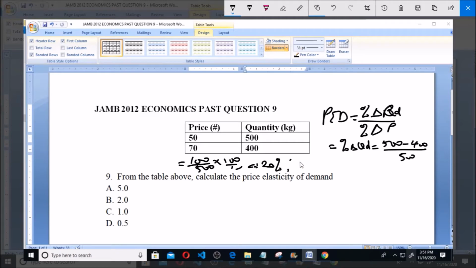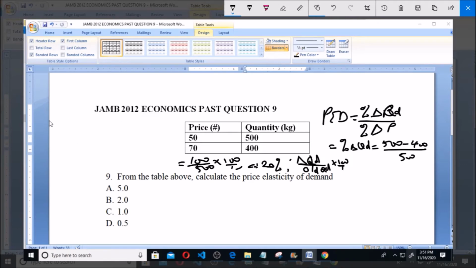That is to say that we have change in quantity demanded over old quantity demanded times 100 over 1.